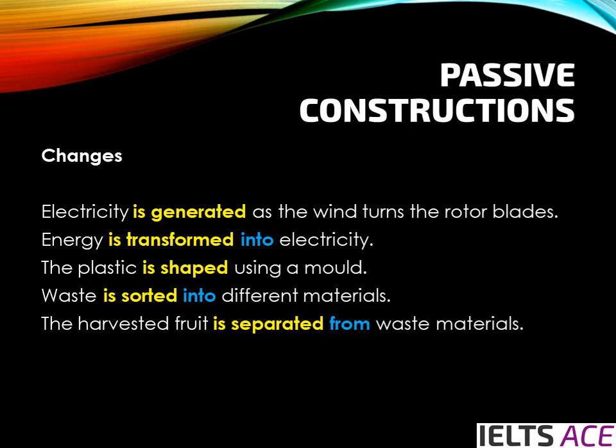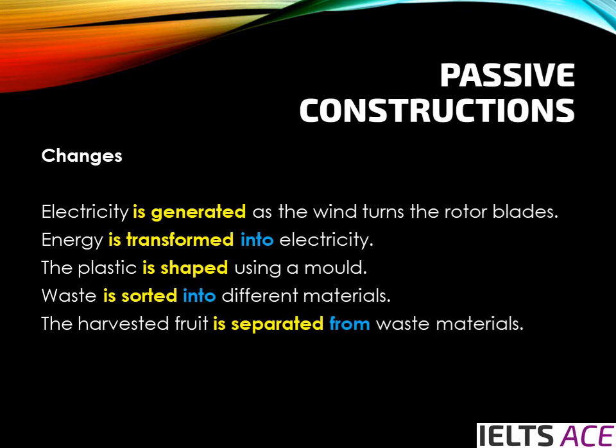The plastic is shaped using a mold. A mold, if you don't know, it's the shape of something, so that when you pour a liquid into it and then you let the liquid cool down, when you take it back out, it will be the same shape. Waste is sorted into different materials. Okay, again, we've got that into, sorted into.